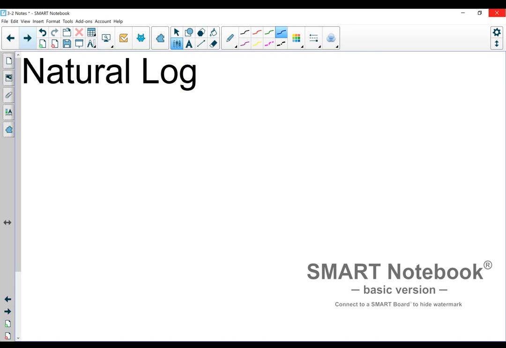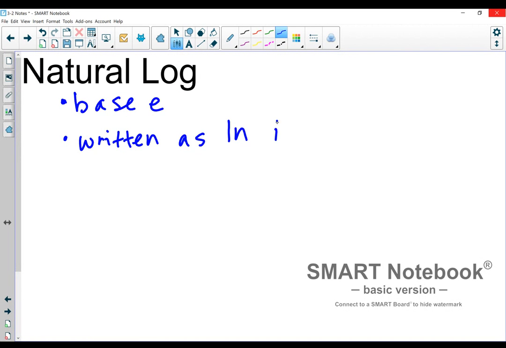So natural log is base e, because e is such an important number. We talked about that. It's the one that we always see for continuous growth. We see it with money. We see it in nature. And base e, the natural log, is written as ln instead of log base e. And there is an ln button on your calculator also.